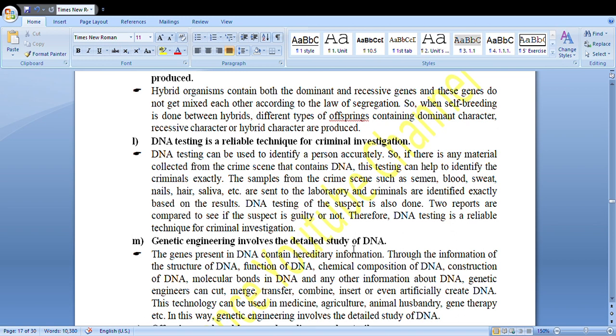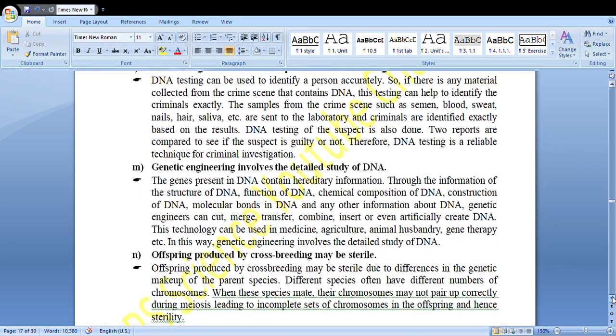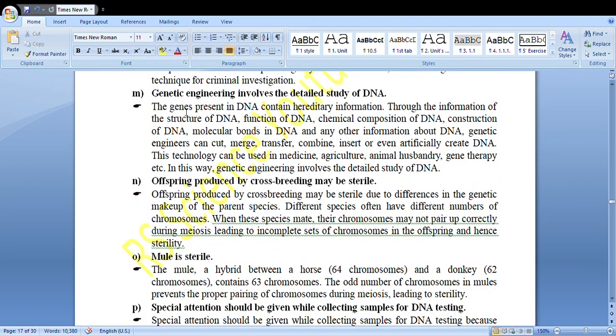Genetic engineering involves the detailed study of DNA. The genes present in DNA contain hereditary information. Through information on the structure of DNA, the function of DNA, the chemical composition of DNA, construction of DNA, molecular bonds in DNA, and any other information about DNA, genetic engineers can cut, merge, transfer, combine, insert, or even artificially create DNA. This technology can be used in medicine, agriculture, animal husbandry, gene therapy, etc. In this way, genetic engineering involves detailed study of DNA.